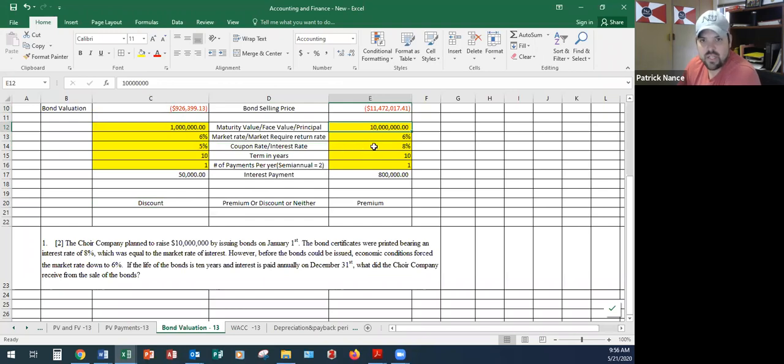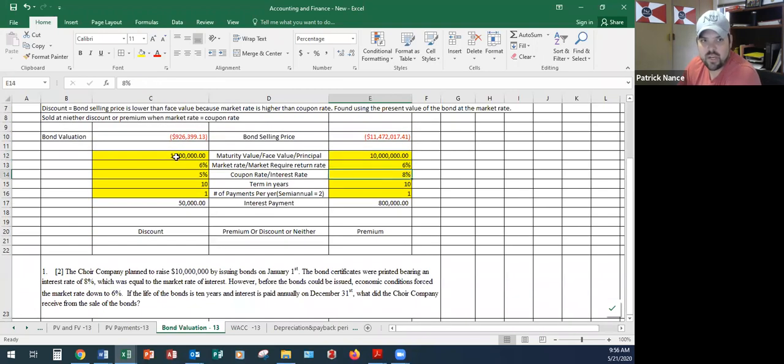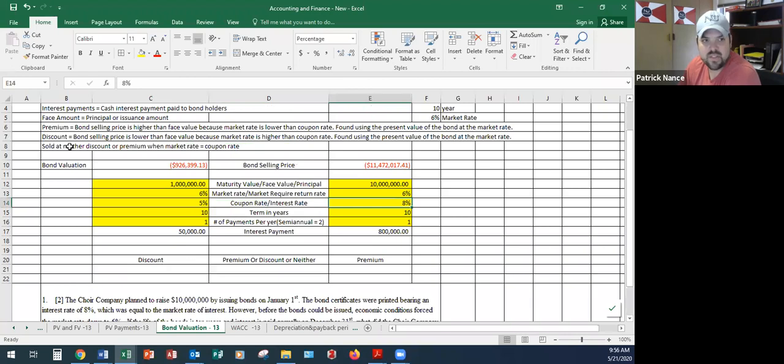Just so you understand this maybe a little further, we've seen a discount, we've seen a premium, but what happens if market rate equals coupon rate? So let's just change the market rate on this one to equal the coupon rate. There would be no premium or discount, and it would sell for exactly the face value. Okay, so when market rate equals coupon rate or interest rate, then there is no premium or discount.